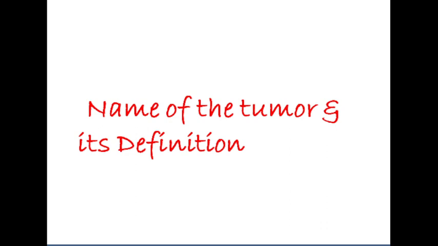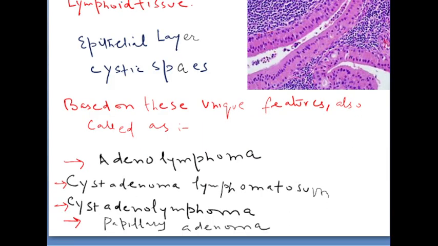Coming to the name of the tumor. Histologically, three important components are seen: lymphoid tissue, an epithelial layer, and cystic spaces. So, different names were proposed: adenolymphoma, cystadeno lymphomatosum, cystadeno lymphoma, and papillary adenoma.